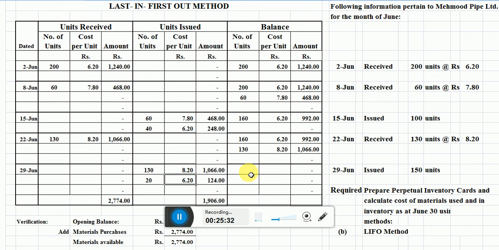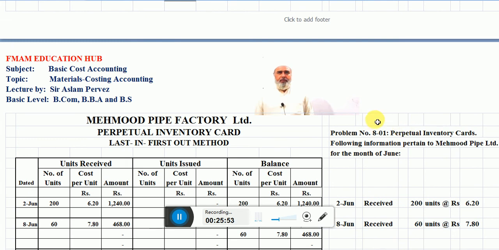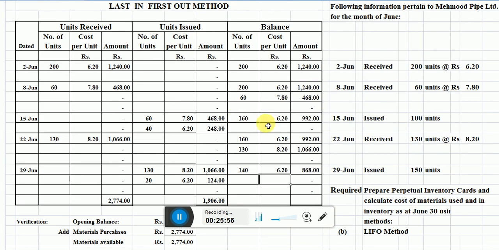Student, the balance is 140 units here. The rate is 6.20 here. Students, you are seeing we have completed our perpetual inventory cards. Perpetual inventory cards have been completed here with the use of the FIFO method.